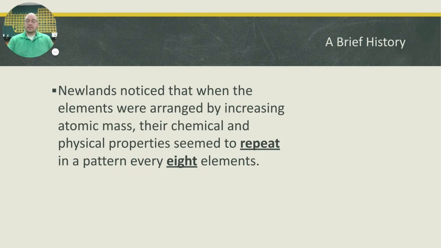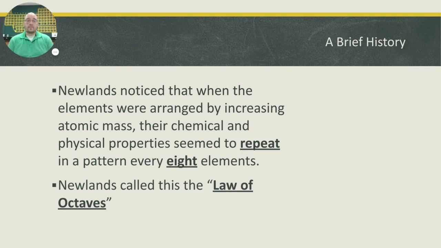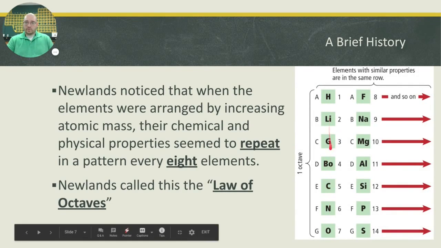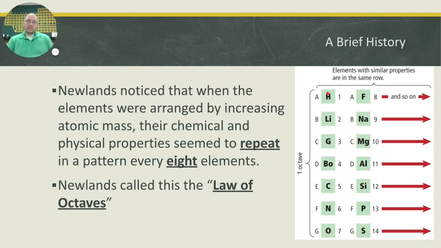So he called this the law of octaves, because what he noticed was element 1, the first element here, had certain properties, and then you go 7 elements, and then the next one had similar properties again. So hydrogen and fluorine had similar properties. So you had hydrogen, then lithium, and these, I can't remember what the original names were because these are not the current symbols for these elements.